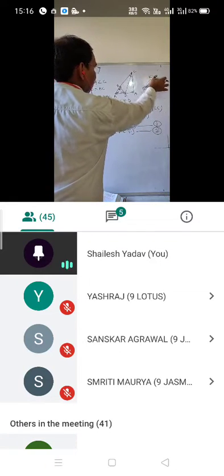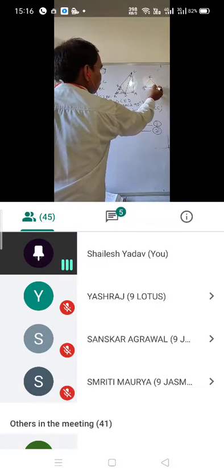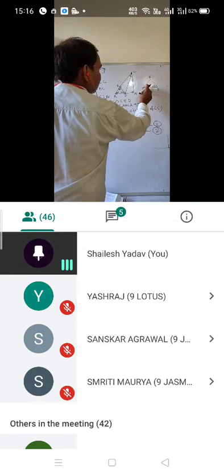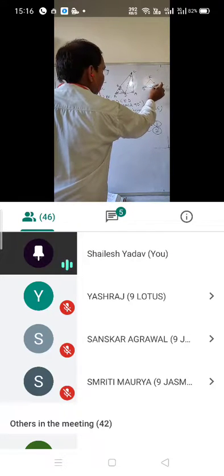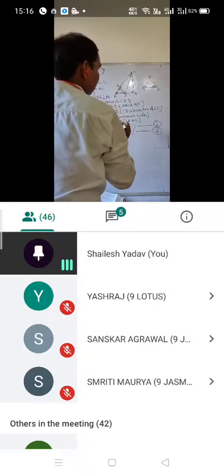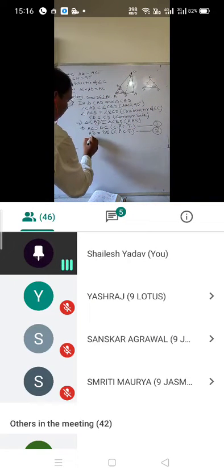B and ED will be equal. The reason is that if in a triangle two angles are equal, then the sides opposite those equal angles will be equal. So the side opposite the angle D, that will be BE. So from here you will get DE equal to BE.